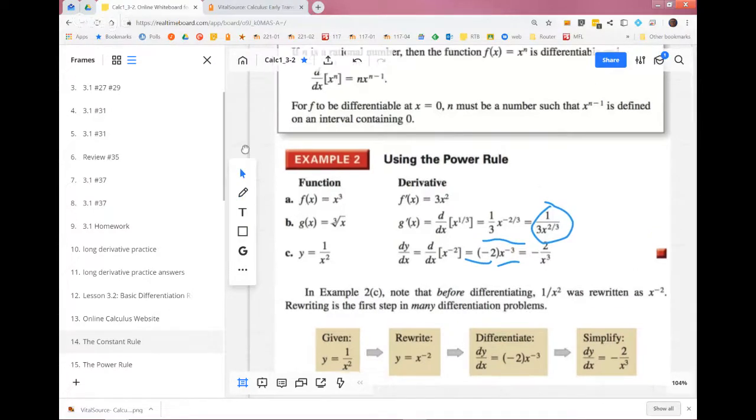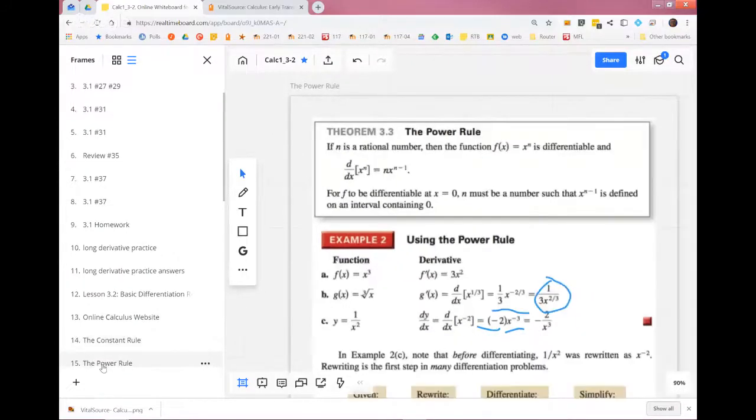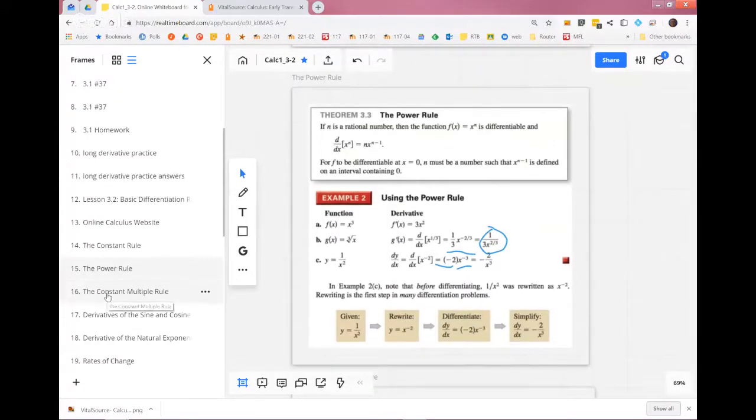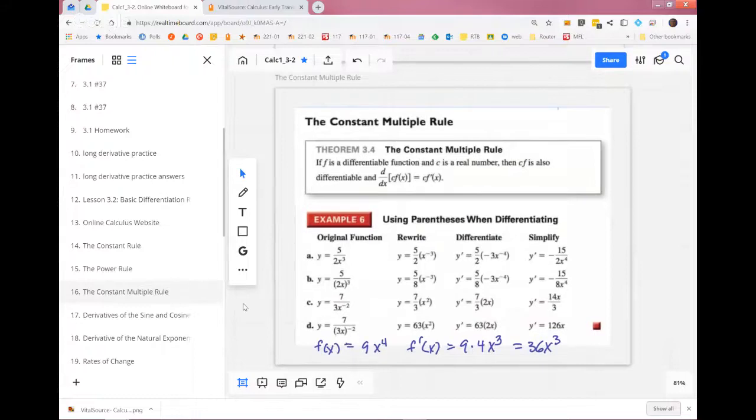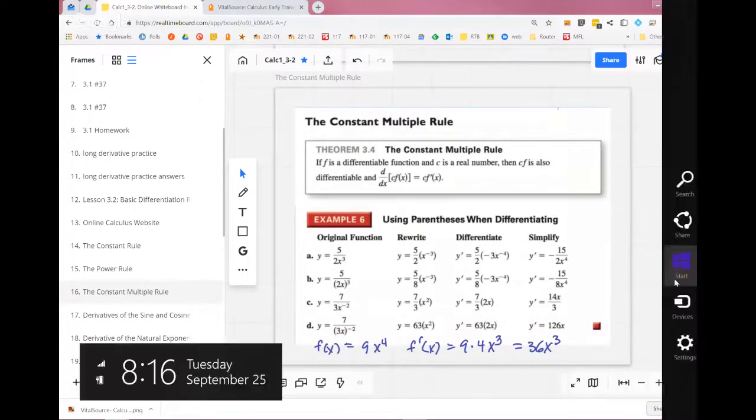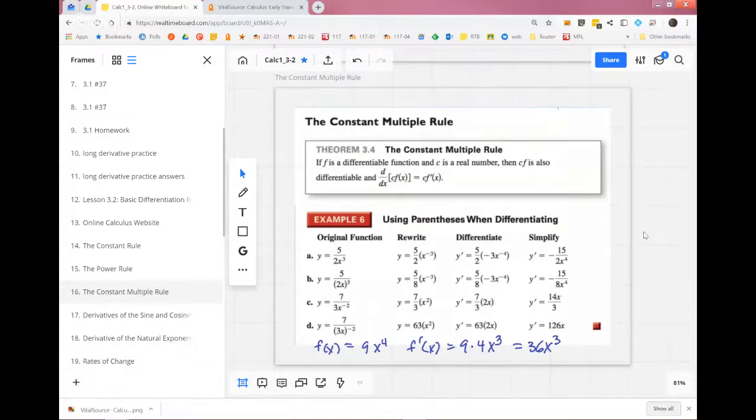So where were we here? We're on the power rule. Okay. Now, the constant multiple rule. So you already know the derivative of a constant is 0. But what if you have a constant out in front of a function? Like c out in front of f of x.